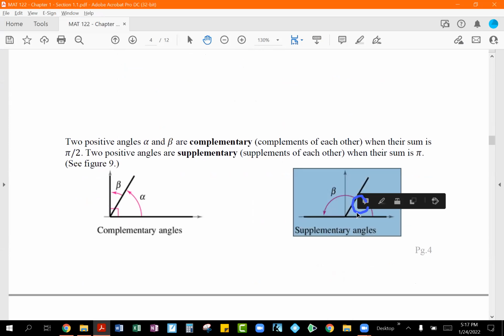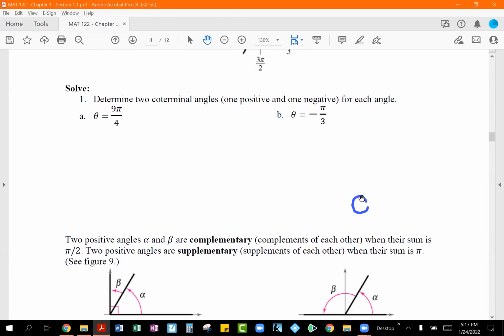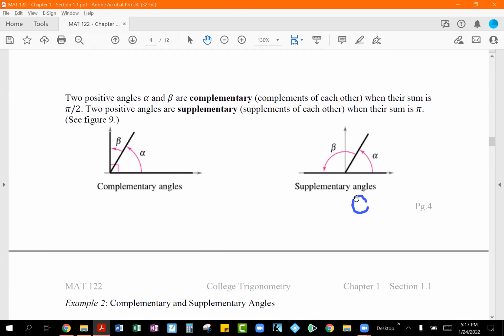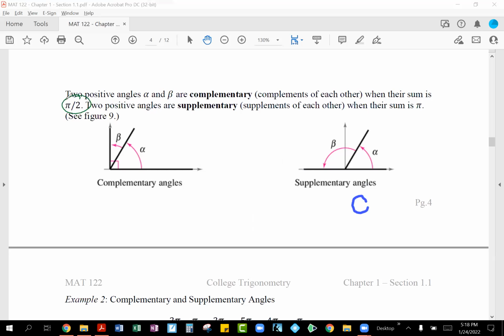Now, one of the other things that we also work with when we're talking about angles is complementary and supplementary angles over here. So here, when we're talking about complementary, the idea is that two angles have to add up to 90 degrees, or, as an equivalent to 90 degrees would be pi halves. So if the two angles add up to pi halves, then that's complementary. And then of course, if the two angles add up to 180 degrees or pi, then that's going to be supplementary angles.